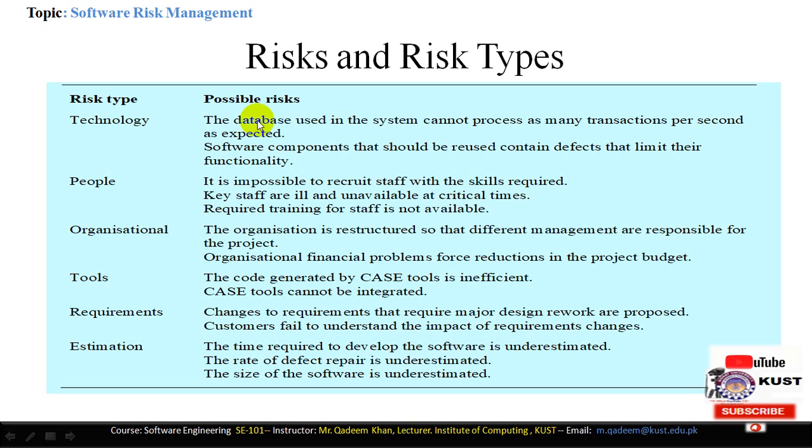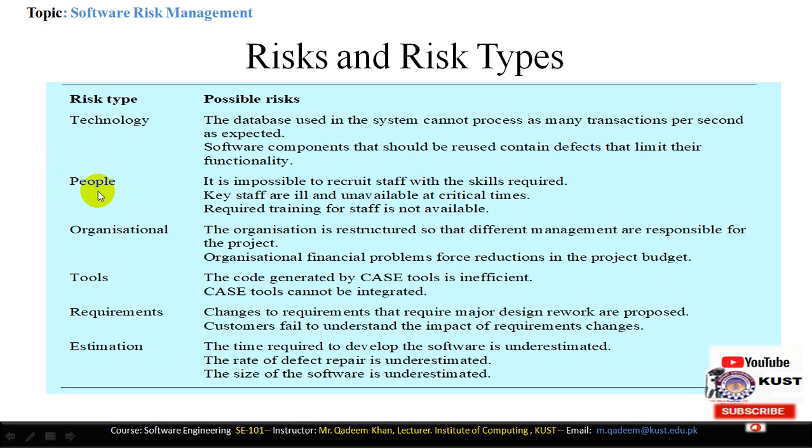So technology risk means the database used in the system cannot process as many transactions per second as expected. For example, the database is too slow. Then the technology problem will arise. And the software components that should be reused contain defects that limit their functionality. For example, if we are using some bundled components and their performance is not good, and there are many defects in these particular components, then this is the technology risk.